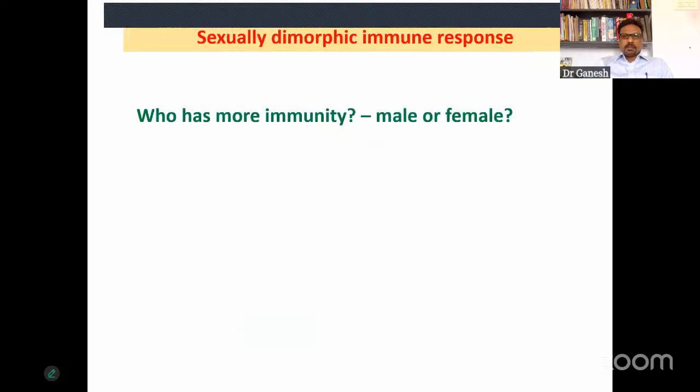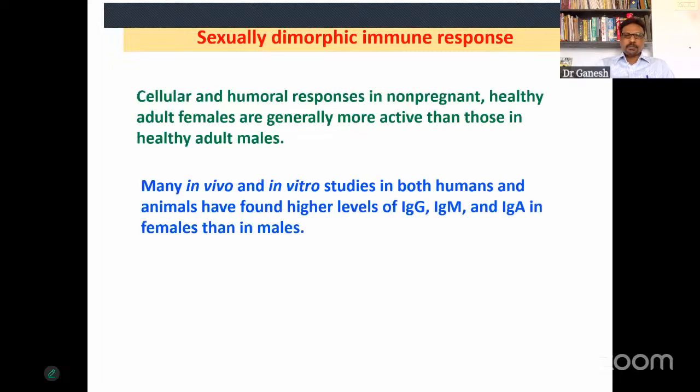Okay, now whether the male as well as the female exhibit any sexual dimorphic immune response. Who has more immunity, whether it is a male or female, is the question here. So there is a sexual dimorphic immune response because of the variations in the hormones between the male as well as the female. Obviously, there are some differences that can be noticed between the male and female. Especially the female is having the highest immune response as compared to the males.